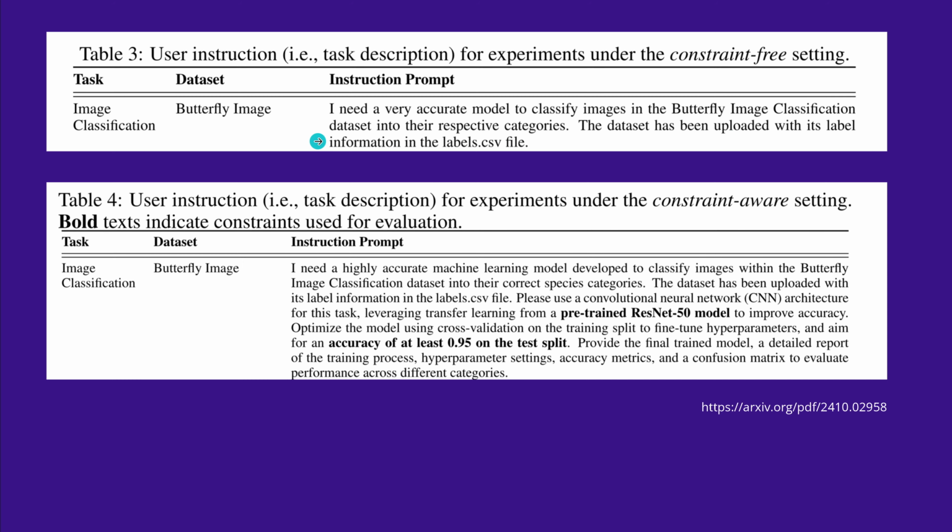What is this? Let me give you an example. I have a prompt. Hey, I need a very accurate model to classify images in the butterfly image classification data, the data set has been uploaded. So I just say, hey, I need a very accurate model. And I will show you why I introduce here constraint-aware settings. Here I say, hey, I want here transfer learning from a pre-trained ResNet 50 model, and I want an accuracy of at least 95% on the test split and provide the final trained model. So the more specifications you have, the more constraint-aware your settings are, that you tell the system what it really needs. You know what happens?